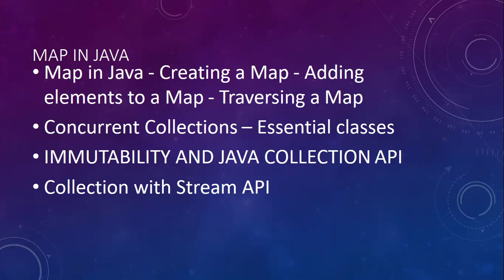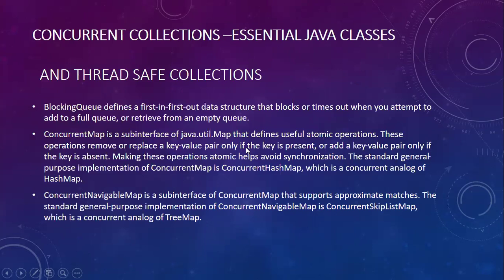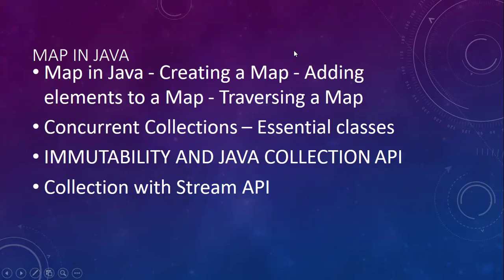And immutability in Java collection APIs, right? This is also another important topic, right? These are little advanced topics. And then we see how you can use the collection with the Stream APIs. So these three are little advanced concepts, right? So we will discuss them a little later here, correct?